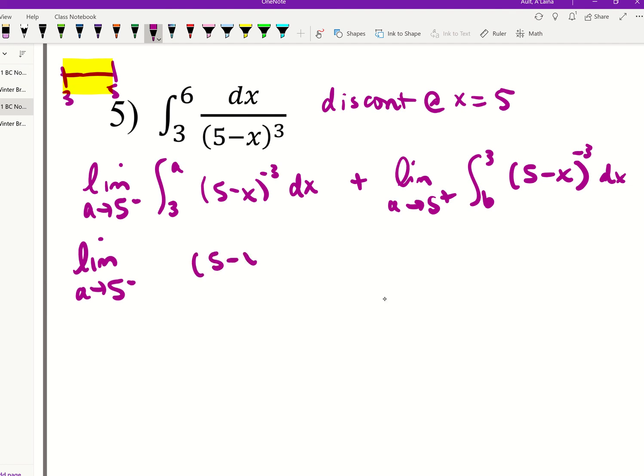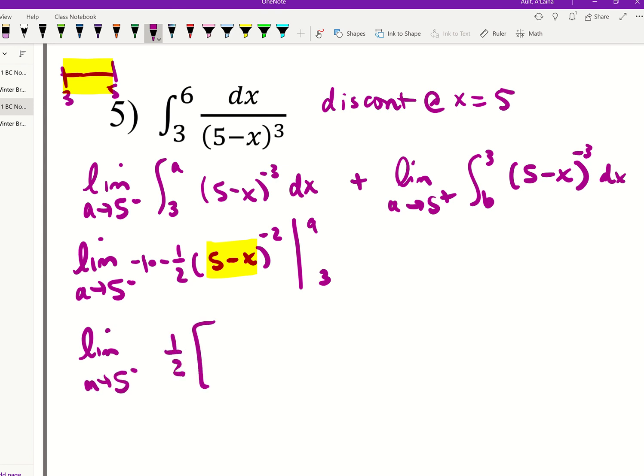When I integrate this, I'll add 1 to the power, I will divide by that power or multiply by its reciprocal, and be careful, be careful, be careful. The chain rule here would be multiplying by negative 1. I need to undo that, so I'll divide by negative 1. This will be evaluated at a and 3. So this would be the limit as a approaches 5 from the left of positive 1/2 factored out of 1 over, if I plug in a, (5 minus a) squared, minus 1 over, 5 minus 3 is 2 squared, or 4.